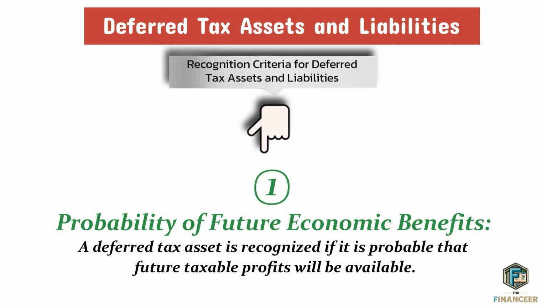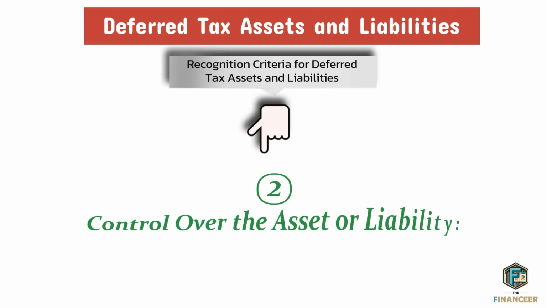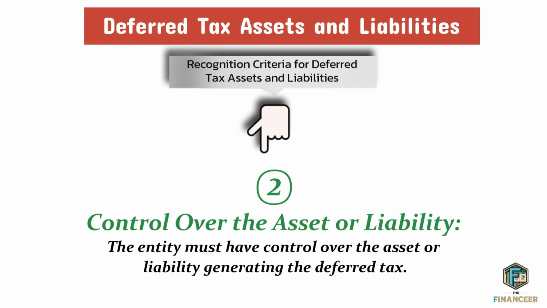Let's take an example. If an entity has a history of profitable operations and expects future profitability, a deferred tax asset is recognized in this case because the company is expecting to have future profits that will be able to offset and utilize the benefits that result from the deferred tax asset. Number 2, the entity must have control over the asset or liability generating the deferred taxes. So if an entity has control over an asset with a temporary difference, a deferred tax asset or liability is recognized.